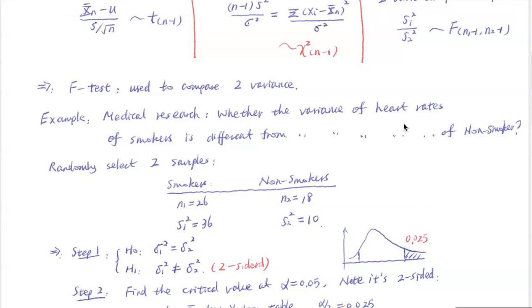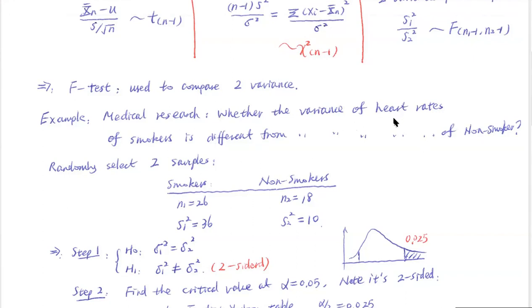Now what if some people's heart rate is sometimes high, sometimes low? In that case, the variance, the change, is bigger. So what we are trying to do here is see whether there is any significant change in heart rate between smokers and non-smokers. For example, if we find out for smokers, right?